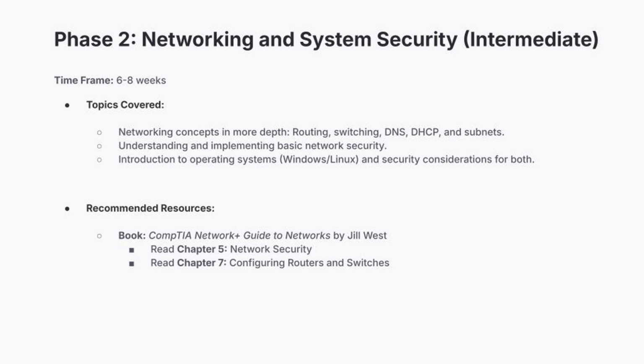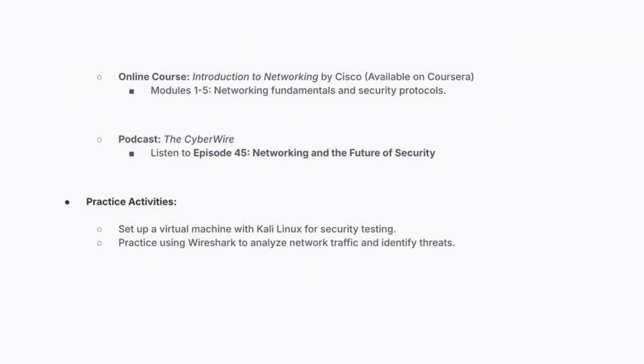We recommend the book CompTIA Network+ Guide to Networks by Jill West. Focus on Chapter 5, which covers network security, and Chapter 7 for configuring routers and switches. For an online course, take Introduction to Networking by Cisco, available on Coursera. Modules 1 to 5 are a great place to start.